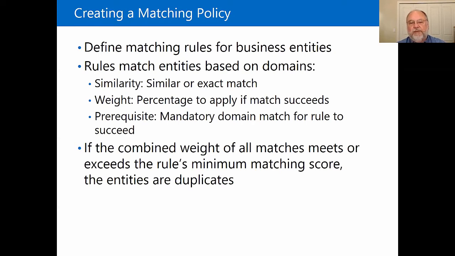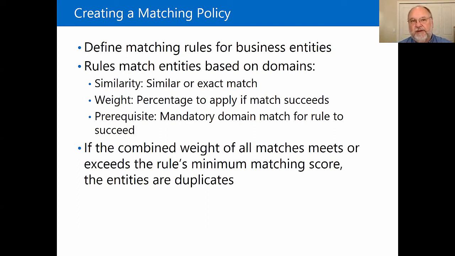We have to define rules that will constitute two records being matches of each other, or 10 records all being matches. They might be not just two duplicates, but lots of duplicates. So we're going to create rules, and the rules basically say for each domain what constitutes that these records match. And for each domain, we're going to have a similarity, three settings. The similarity is going to say if the two are similar, they're a duplicate, or we can set it to exact. In other words, if they're not exactly the same, they're not duplicates.